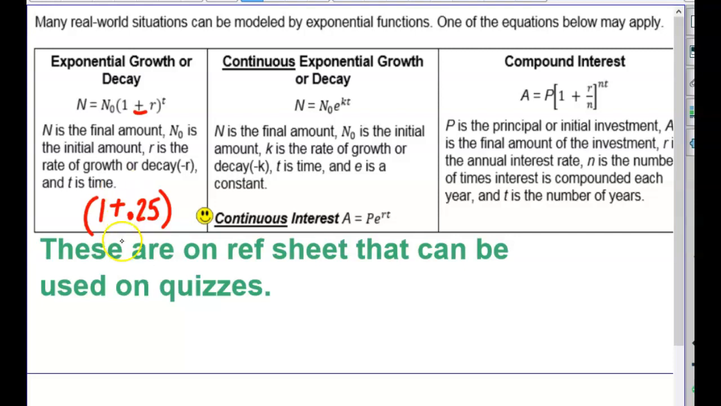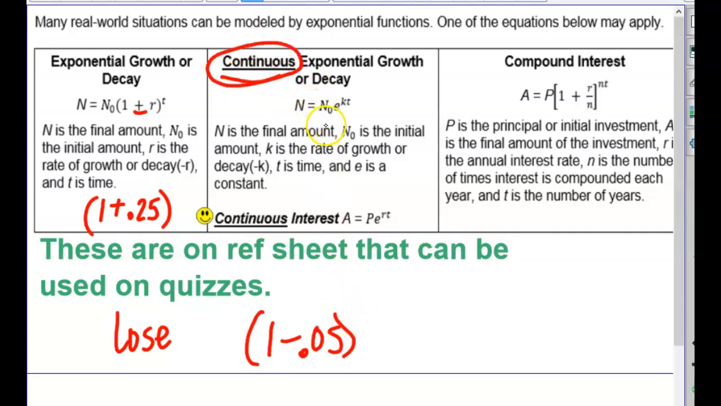If something was going to lose 5%, you would say 1 minus 0.05. Is everyone okay with the moving the decimal over twice thing? All right, continuous growth or decay is this formula. It does say k would be negative if it was a decay.